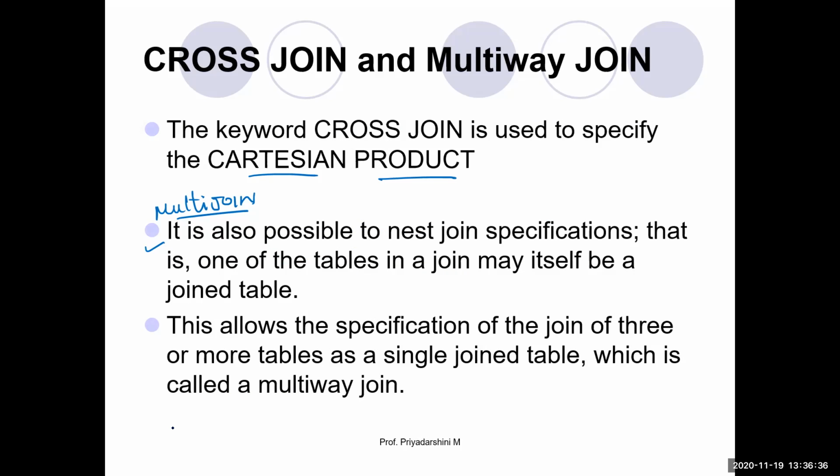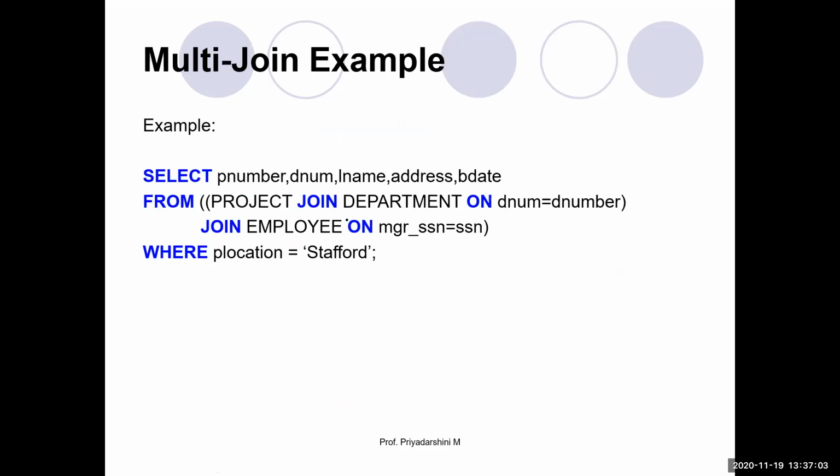With multi-join, it is also possible to nest joins. I am nesting join specifications, that is, one of the tables in a join may itself be a join table. So what do you mean by multi-join? I am using more than two tables to be joined. That's called a multi-join. So that is a join of three or more tables as a single join table, which is called a multi-join. Usually we have just checked two tables.